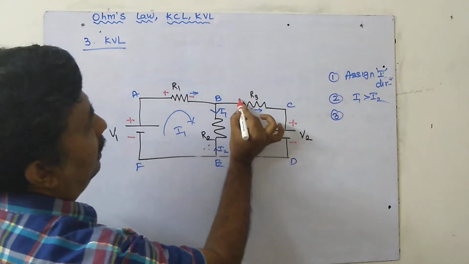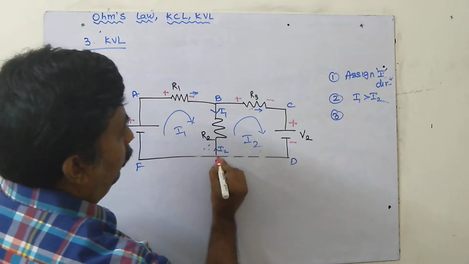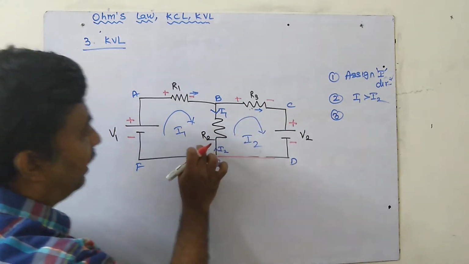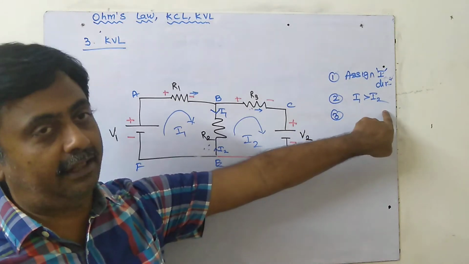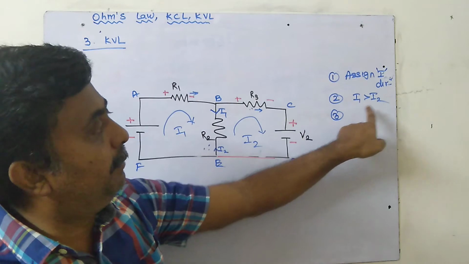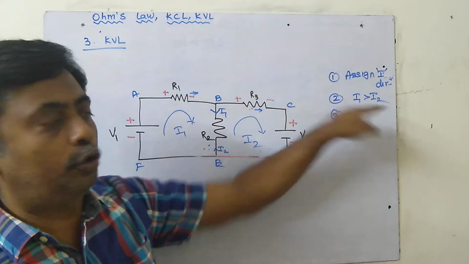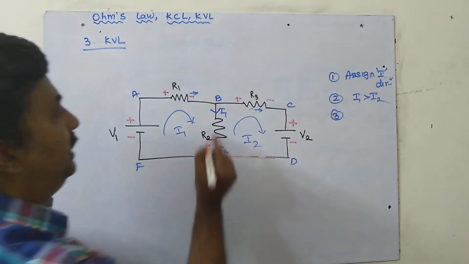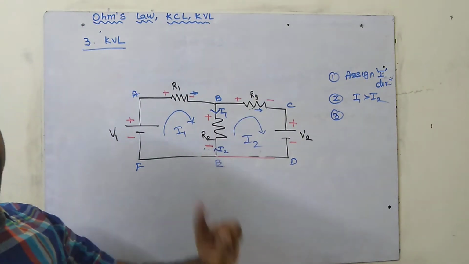In this resistor, this current is incoming. I2 is flowing in this direction. Here in R2, we have assumed I1 is greater than I2. Suppose I1 is 5 and I2 is 3. Both are in opposite directions, so 5 minus 3 equals 2, and 2 will be flowing in this direction only. So this will be positive and this will be negative. This is the second assumption.